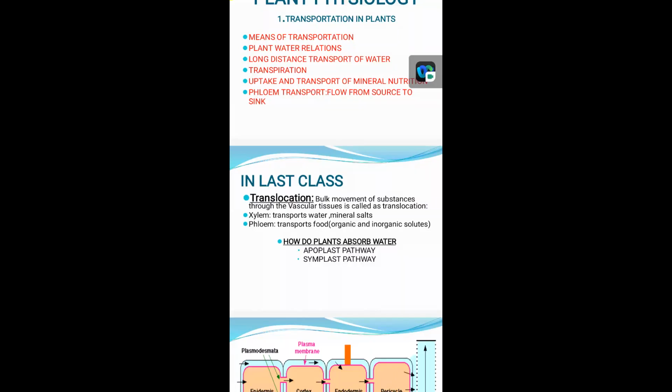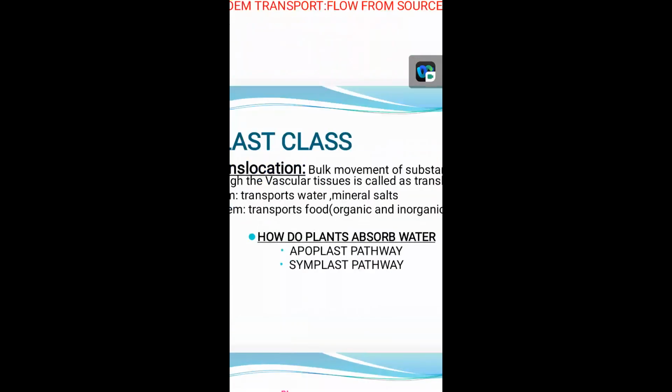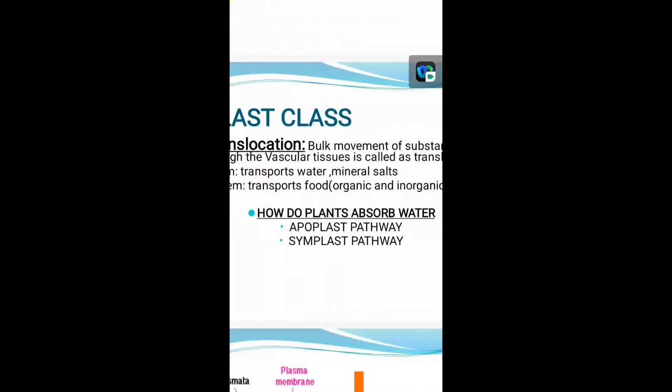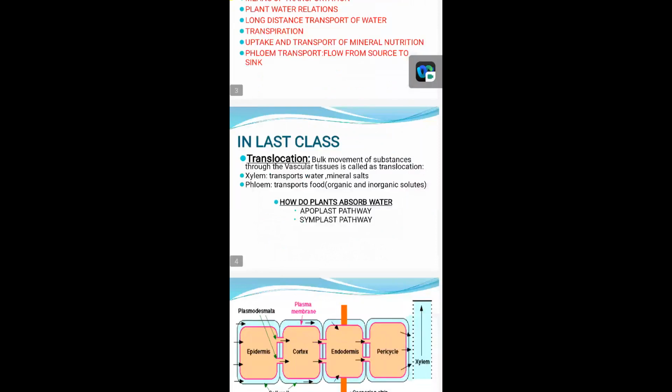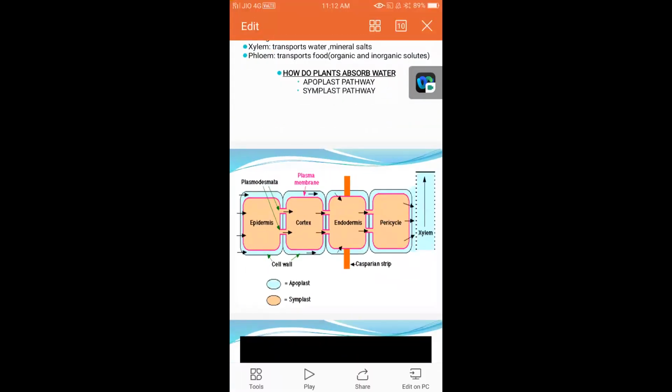And we have also seen in the last class how plants absorb water. Plants absorb water in two pathways. We have seen it in the last class. The one is the apoplast pathway, and the second one is the symplast pathway. So this is the diagram, and we have seen it in the last class, right? In the apoplast, there is movement through intercellular spaces and walls of the cells, and in the symplast, there is movement of water through the plasmodesmata.